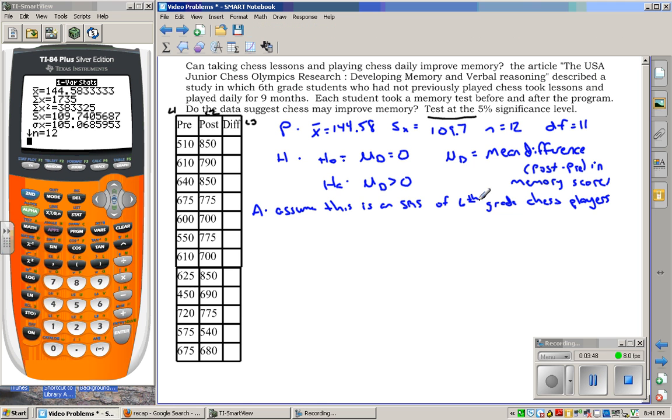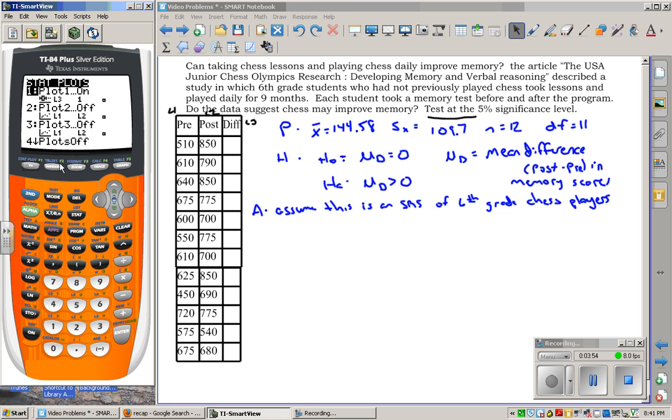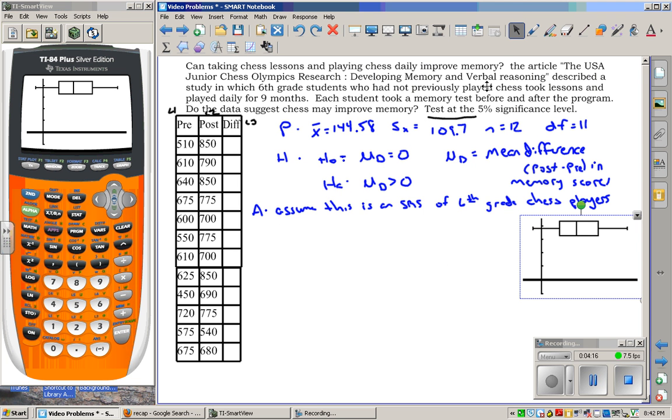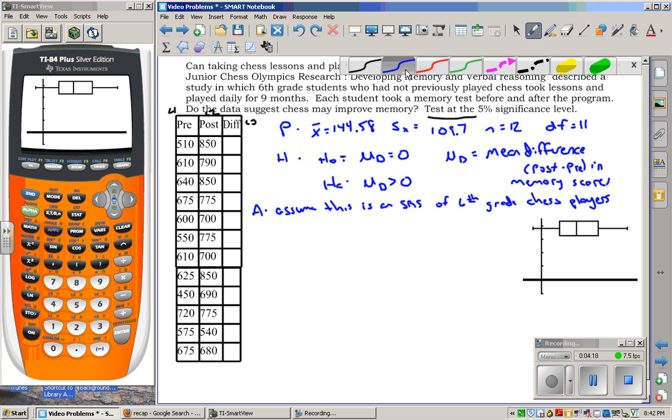Second, we need to talk about normality. The problem doesn't say anything about normality, so we're going to address that issue by looking at our stat plots. So plot number 1, we have a box plot there. List 3 is the one I want. I'm going to do zoom number 9 to take a look at the picture. And there's our picture. You can see we have a nice, neat, clean box plot. And then we're ready to write out our normality statement.